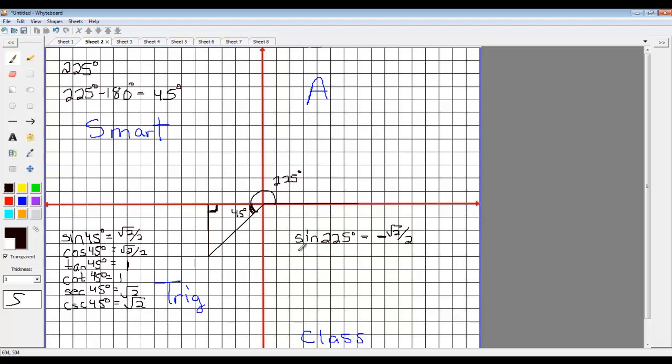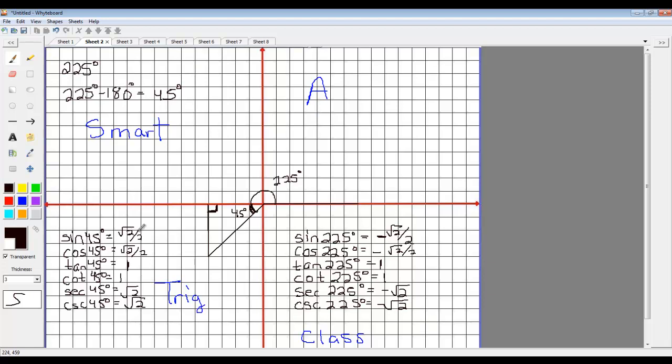When we go to do cosine of 225 degrees, it's going to be negative square root of 2 over 2. When we go to do tangent of 225 degrees, since tangent gets to be positive, it's just going to be 1. When we go to do cotangent 225, that's also going to be 1. When we go to do secant of 225, that's also going to be negative, so it's going to be negative square root of 2. And when we do cosecant of 225, that's going to be negative square root of 2.